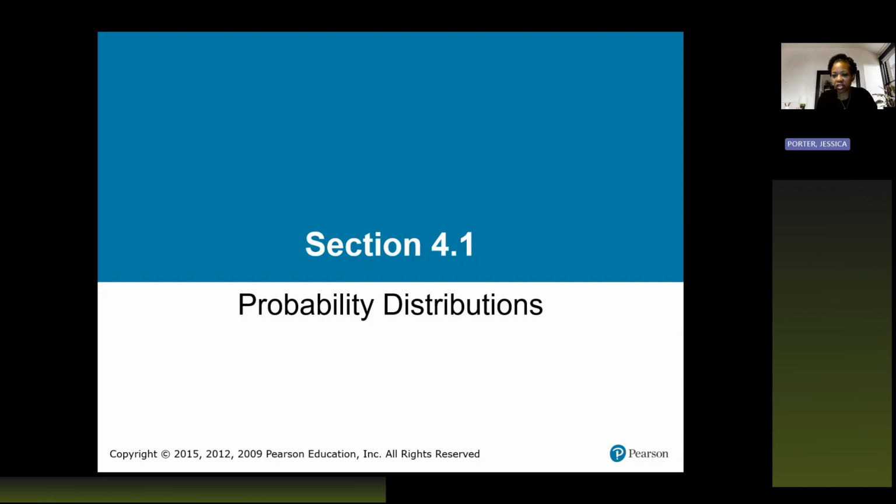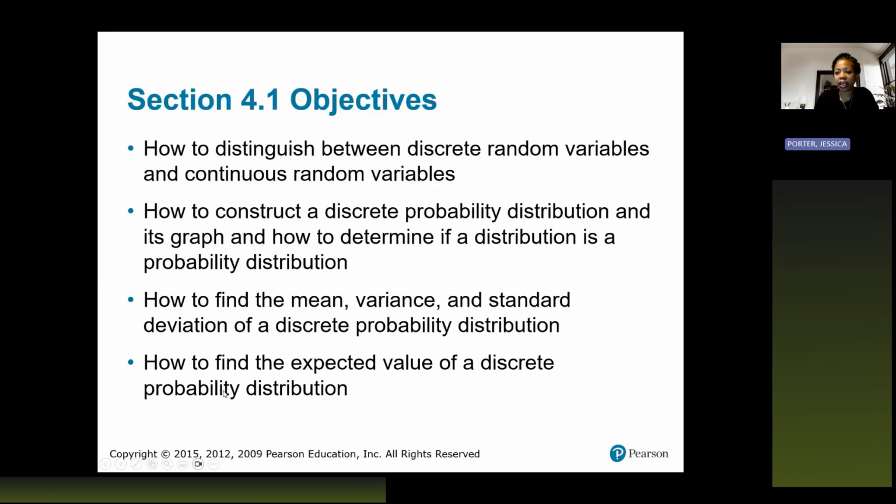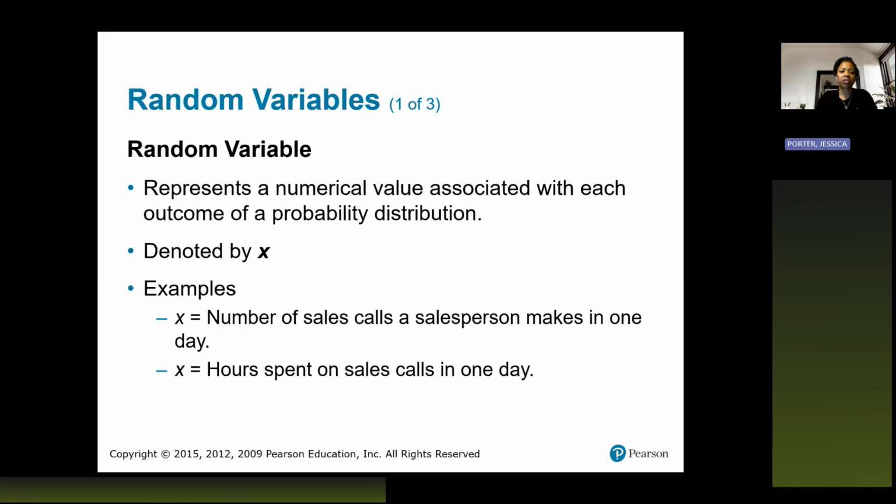So you should see on my screen probability distributions, and that's what 4.1 is about. So we will jump in, and I'm going to interrupt us a little bit through the PowerPoint and do some problems on the system. That way you'll know what you're coming across when you get to the homework.